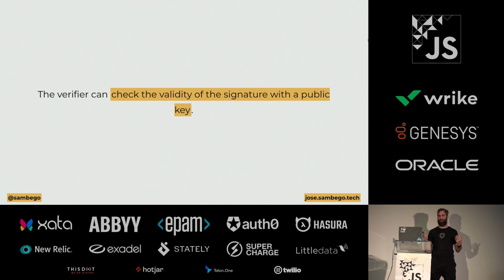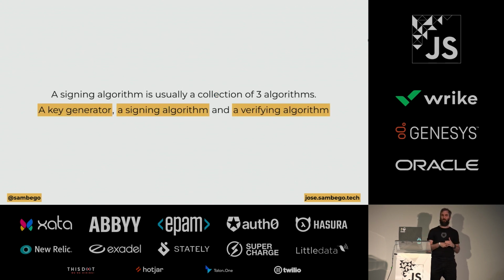made that signature. A signing algorithm is usually a collection of 3 different algorithms. It's something that creates a public and private key pair, which are mathematically linked, something that uses the private key to create a signature, and something that uses the public key to verify a signature.